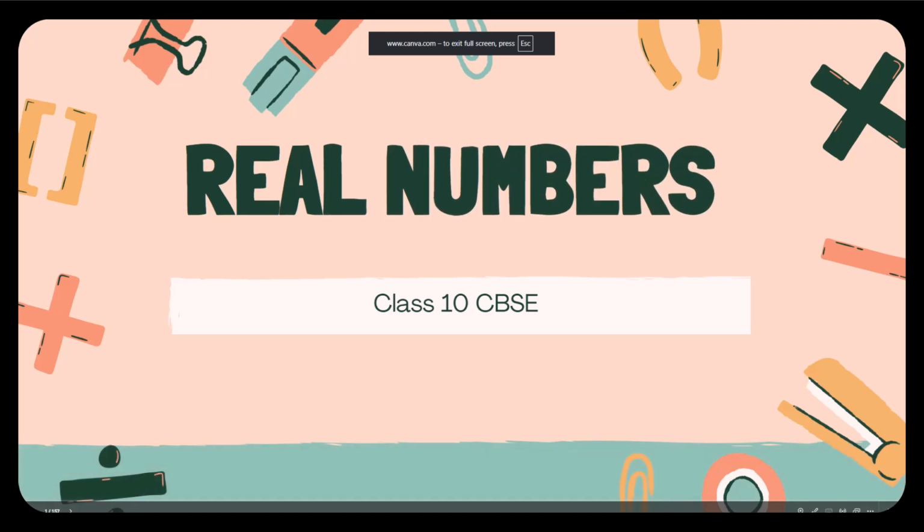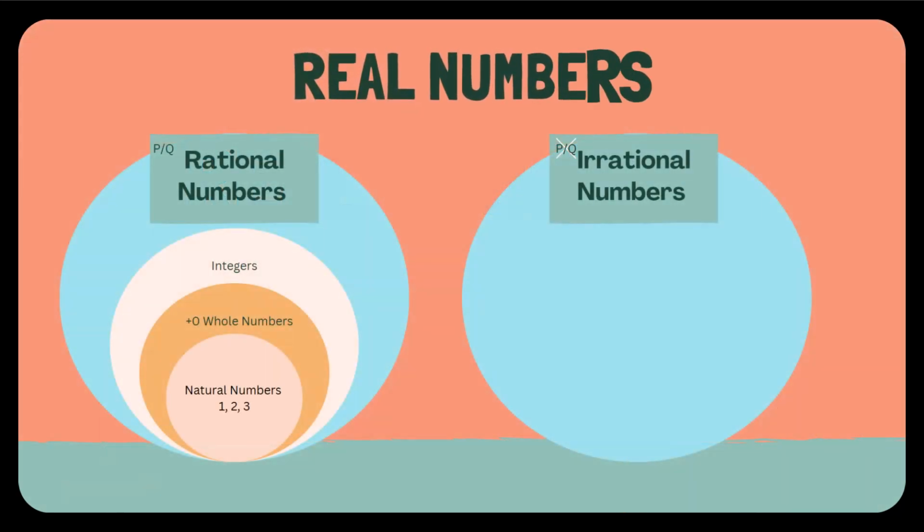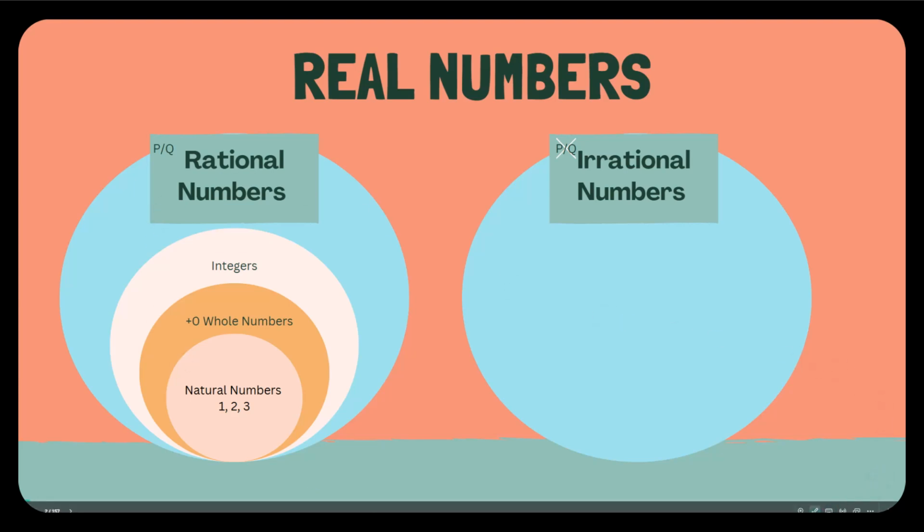Yes, hi students. So we'll be discussing real numbers in today's class. So starting off, real numbers. What are real numbers? It's very simple. Real numbers are those numbers that can be represented on a number line, right? That is what we have learned in 9th grade as well. So those numbers that can be represented on a number line are called real numbers.